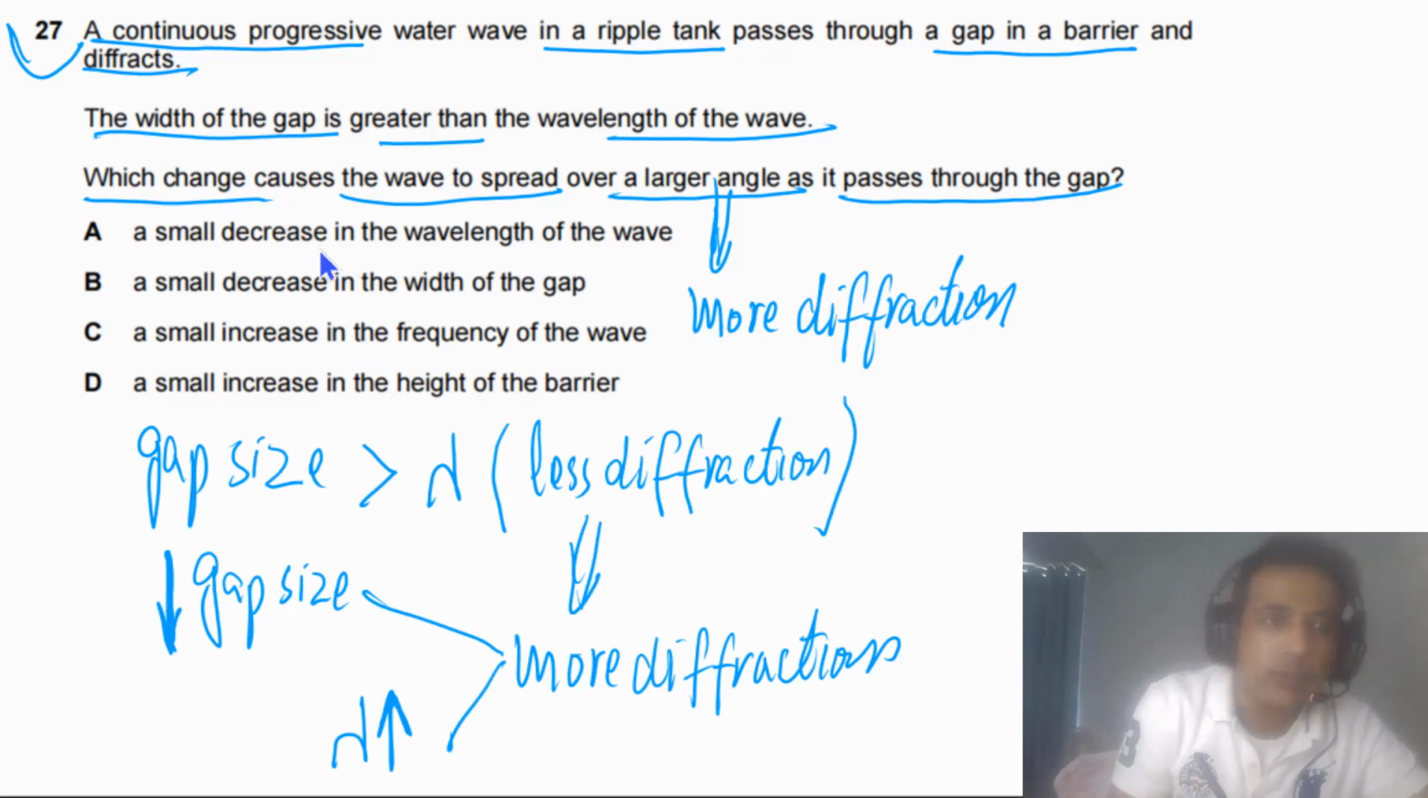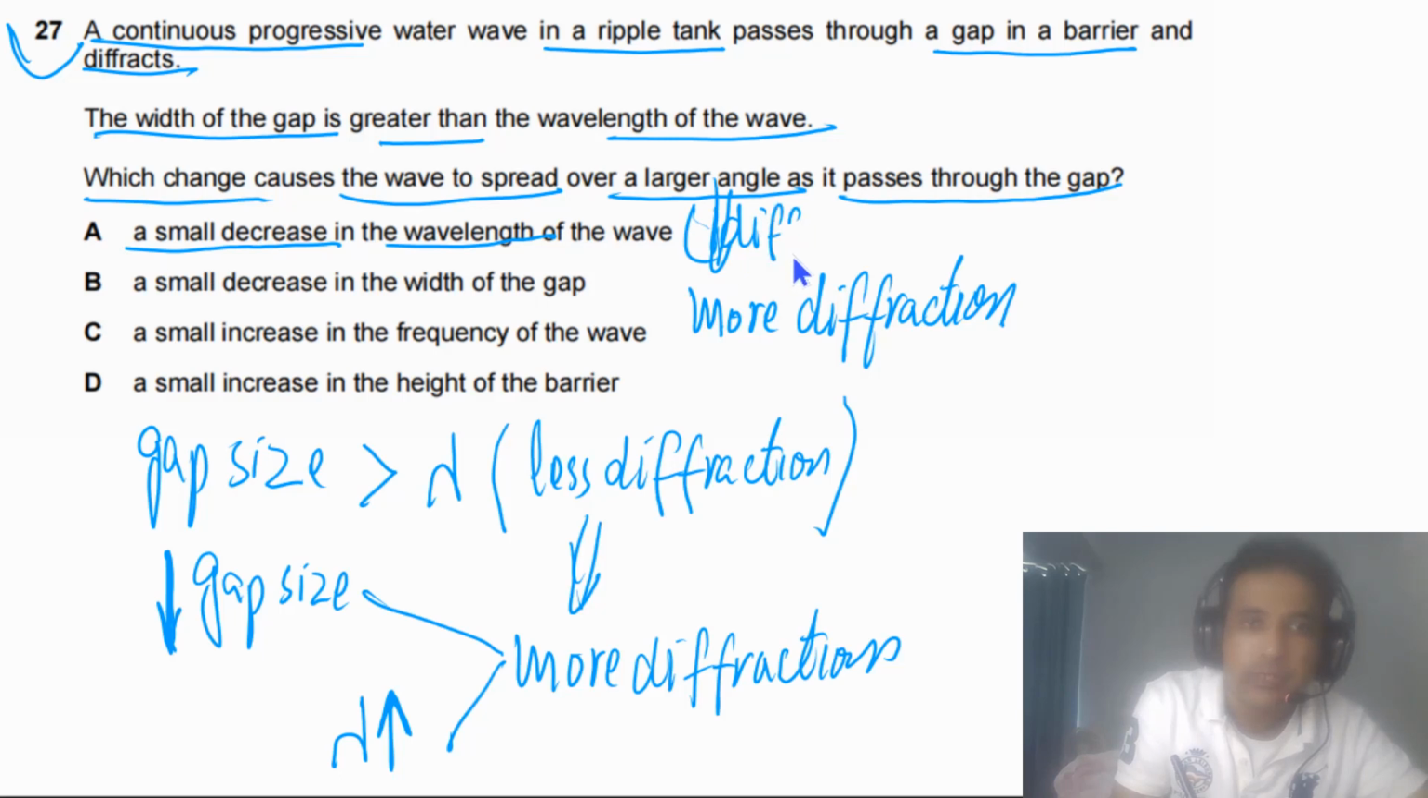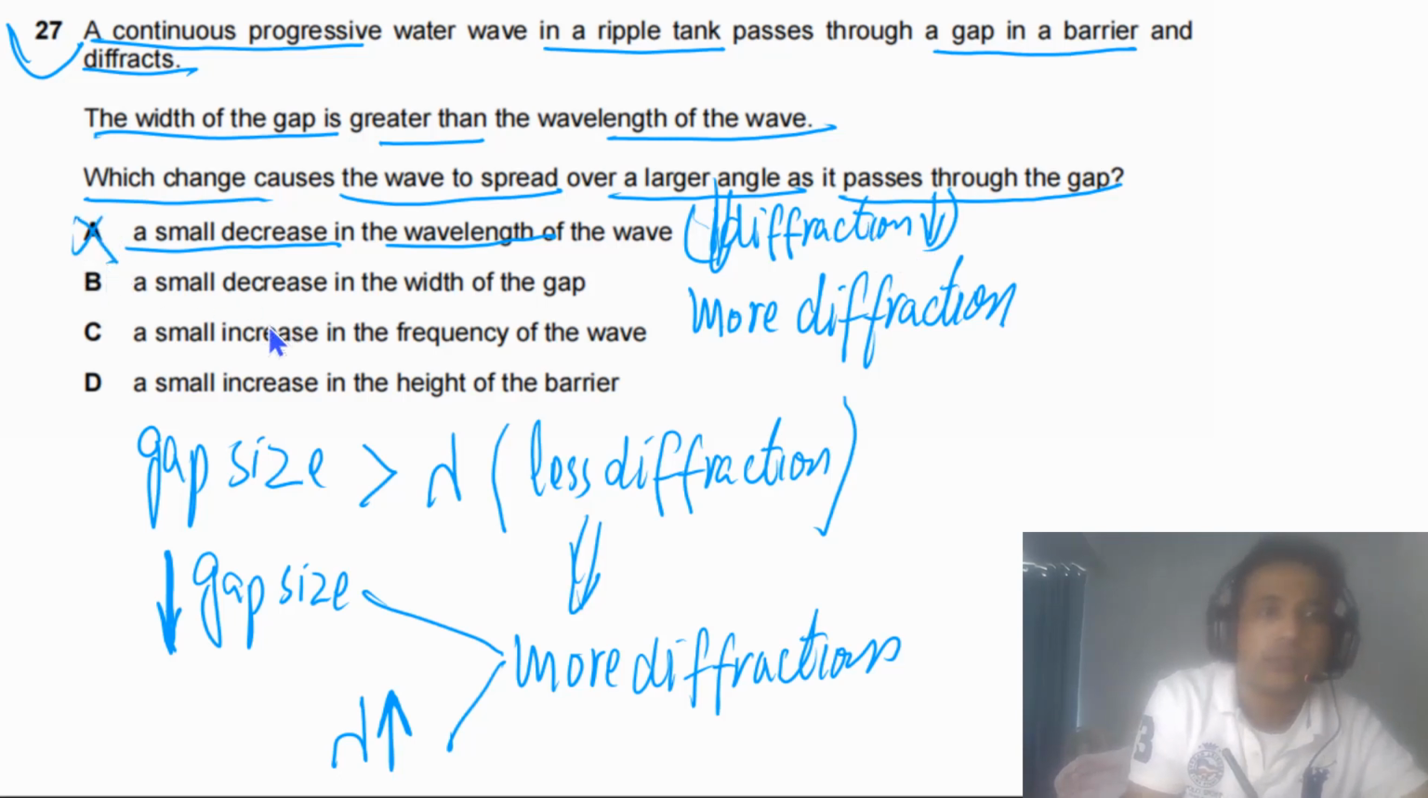If you look at the given options, it is given to us a small decrease in the wavelength. This will make diffraction even smaller. So in this case, diffraction decreases, which means there will be less diffraction. So this is not a possible answer. A small decrease in the width of the gap means we reduce gap size. Yes, diffraction will increase. So this can be a possible answer.